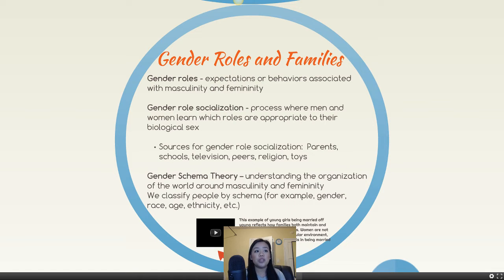So gender role socialization is the process where men and women learn what roles are appropriate for their biological sex. And then I want to say again that there's nothing about our biological sex that says women have to do this and men have to do this. Rather, these are norms that are set by our society that individuals share and that seep into the way a family functions.